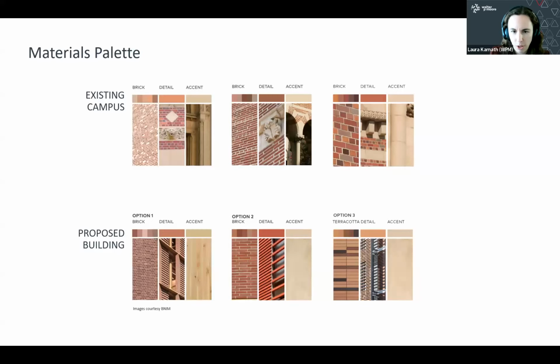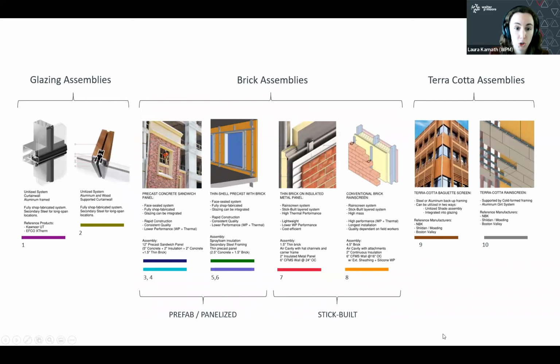So what we wanted to do was help them put together a palette of actual facade assemblies that they could use for this project. There's a number of different ways that they could achieve any of these finishes, these design intents that they want to do. We looked at 2 different glazing assemblies. We looked at 4 different brick assemblies, and we also looked at a terracotta rain screen for the opaque walls.